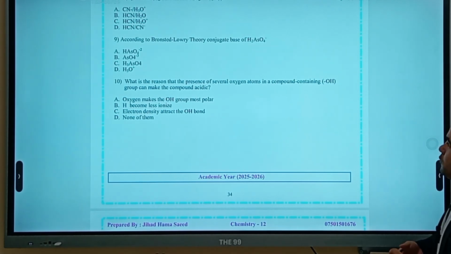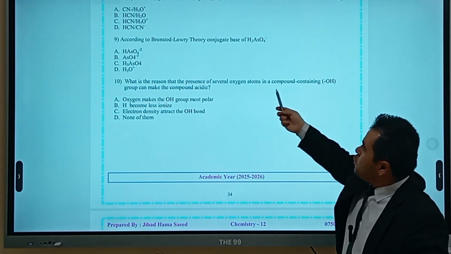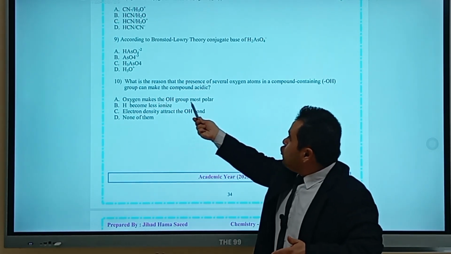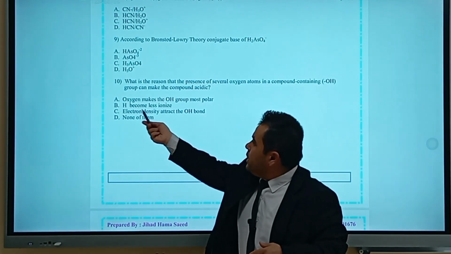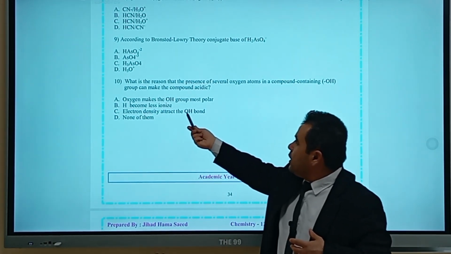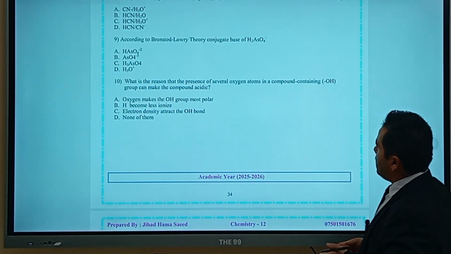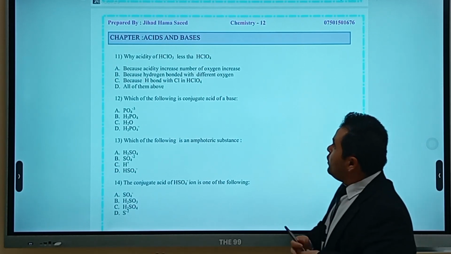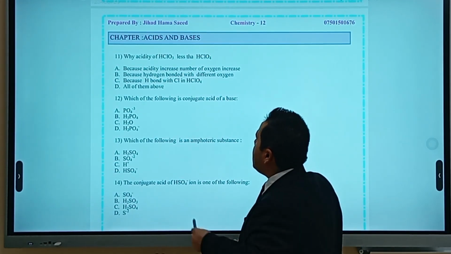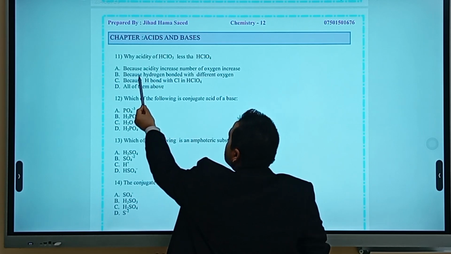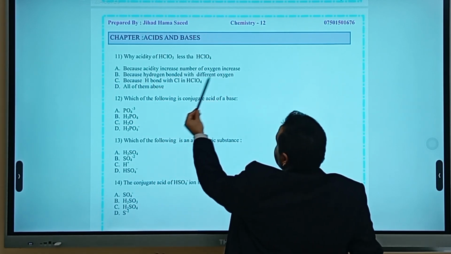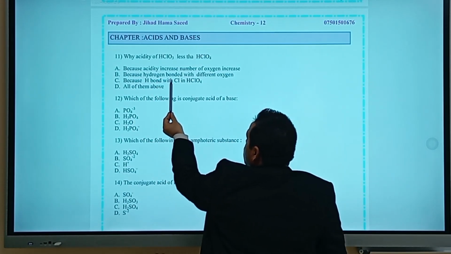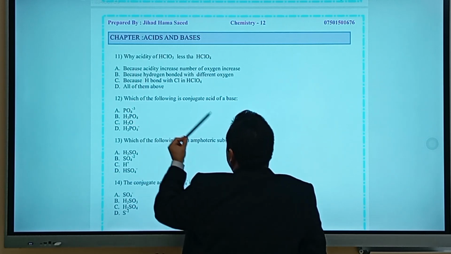What's the reason that the presence of several oxygen atoms in a compound containing a hydroxyl group can make the compound acidic? The oxygen makes the OH group more polar? Yes. H becomes less ionized? No. Electron density attracts the OH bond? None of the above. A is the correct answer because oxygen makes the bond more polar. Why is the acidity of HClO3 less than HClO4, guys? Because acidity increases as the number of oxygen increases? Yes. Because hydrogen is bonded with different oxygen? No. Because hydrogen bonds with chlorine? No. All of the above? No. A is the correct answer.